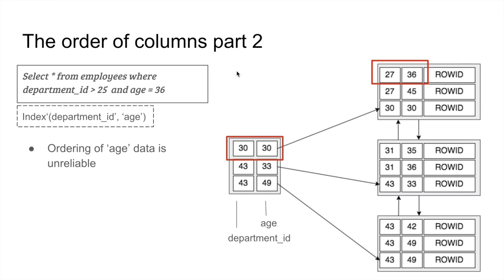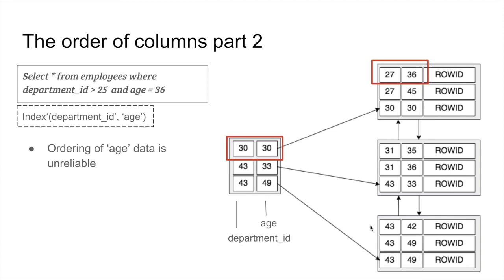And once again, this has to do with the ordering priority. As in the previous example, the ordering priority is on the department ID column. So that means that the ordering of the age data in the index tree actually depends on the department ID values. Let me put that differently. You only have a sensible ordering of age data in the index tree when the value of the department ID is the same. And you can see that clearly right here.